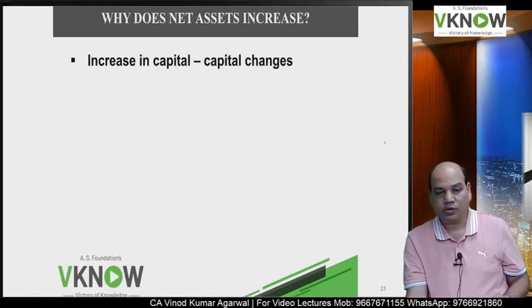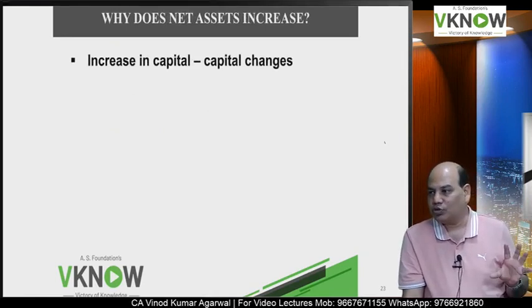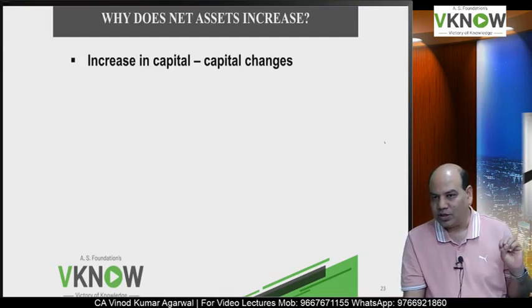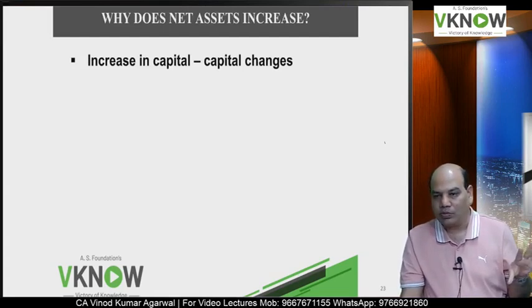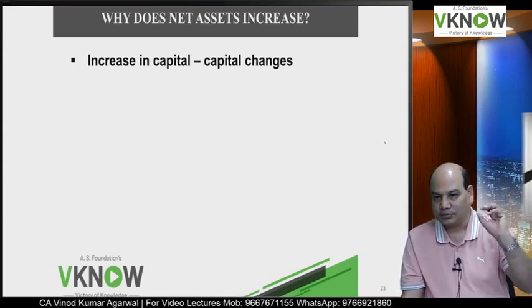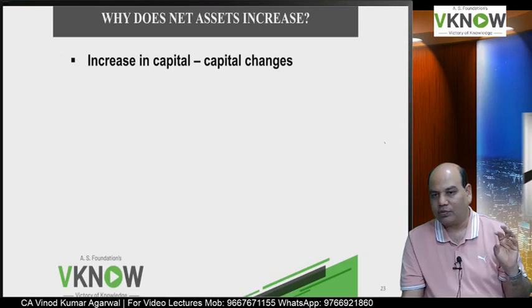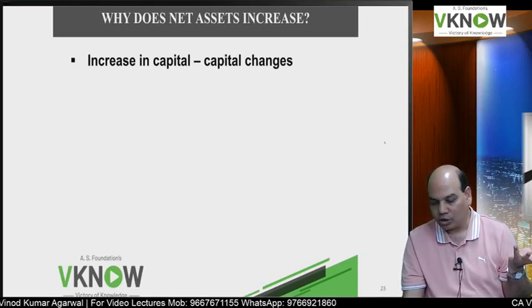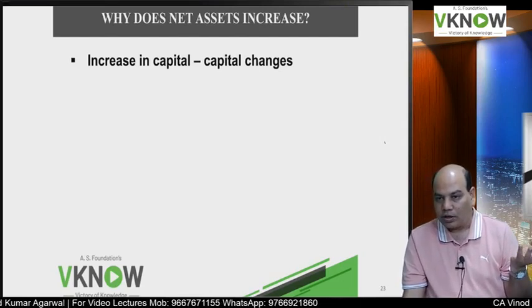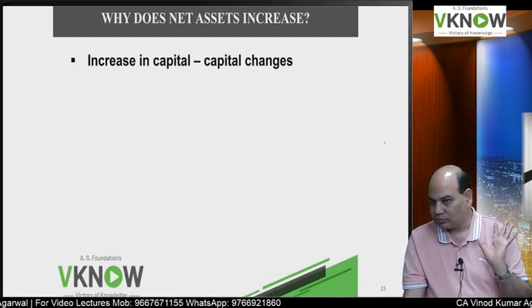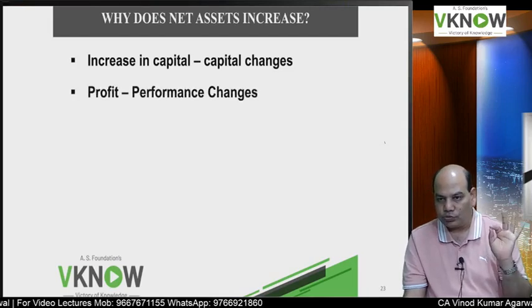Now the question was, what is OCI, other comprehensive income? Why do we need to present it separately? Other comprehensive income also affects my net worth. Is it right? Net worth is net asset. Asset minus liability is net worth or net asset. Our net worth changes due to two reasons.